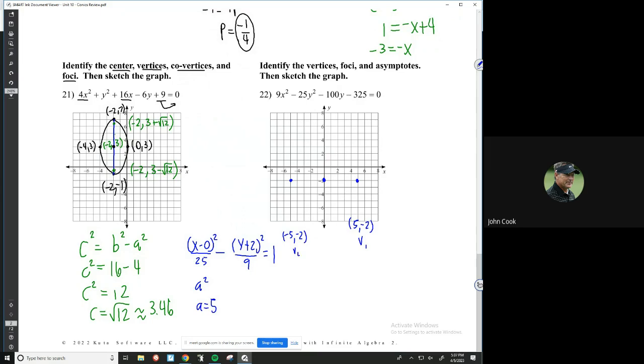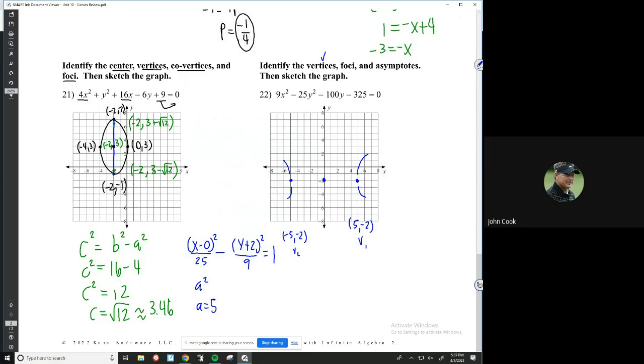Okay, and then let's see, what else do they want? So those are the vertices, the foci. The foci are going to be inside of the hyperbola. Remember, hyperbolas are going to open to the left and to the right, so the foci are going to be somewhere in this region over here. Let's figure out where they're going to be.